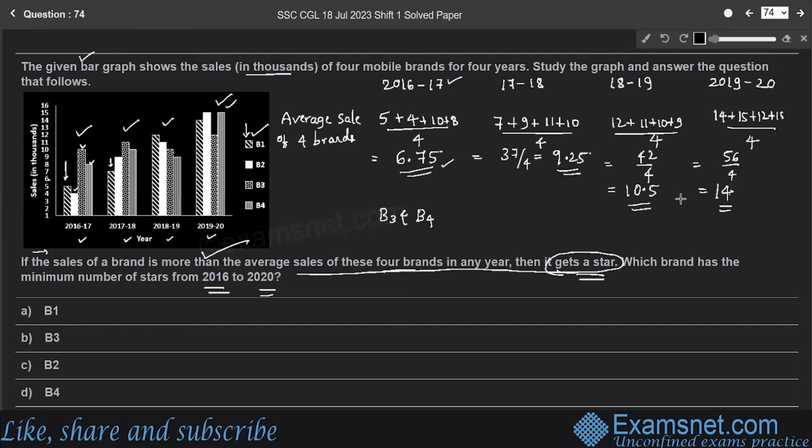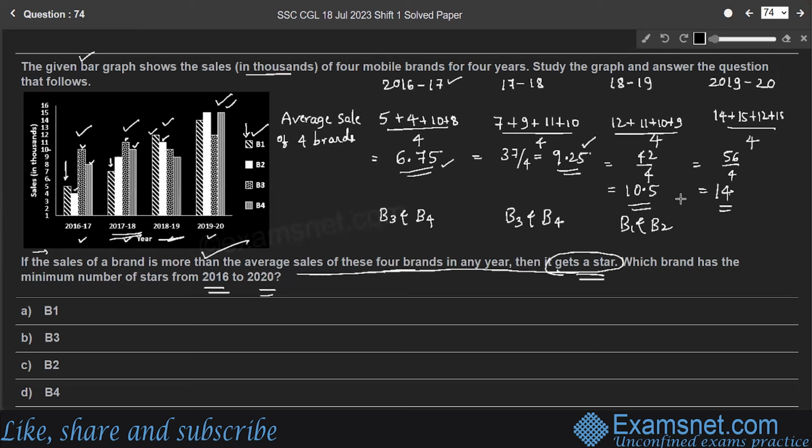In 2016-17. Whereas in 2017-18, the value 9.25 is the average value. So the sale of a brand which is greater than 9.25 is again of B3 and B4, whose sale is greater than the average sale. Therefore, these 2 brands will get stars. Whereas in 18-19, the average is 10.5. So the sales which are greater than 10.5 are of B1 and B2. B1 and B2 brands will get a star.